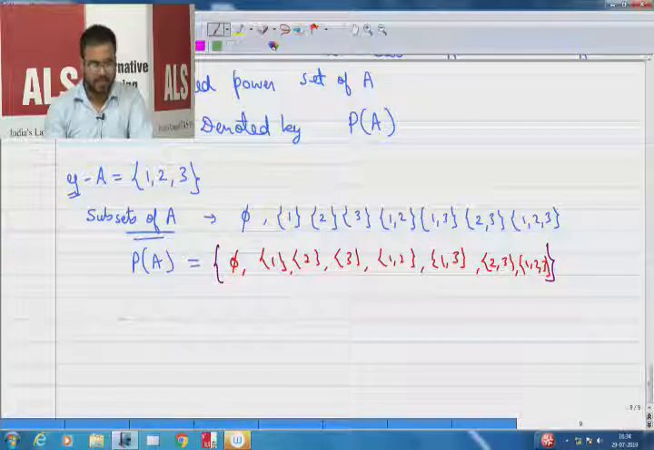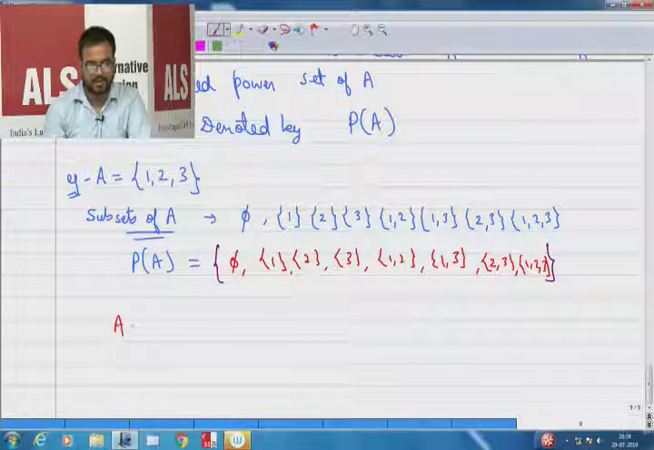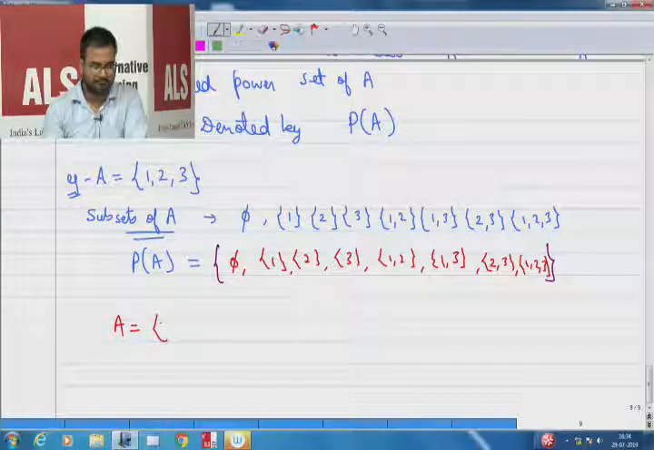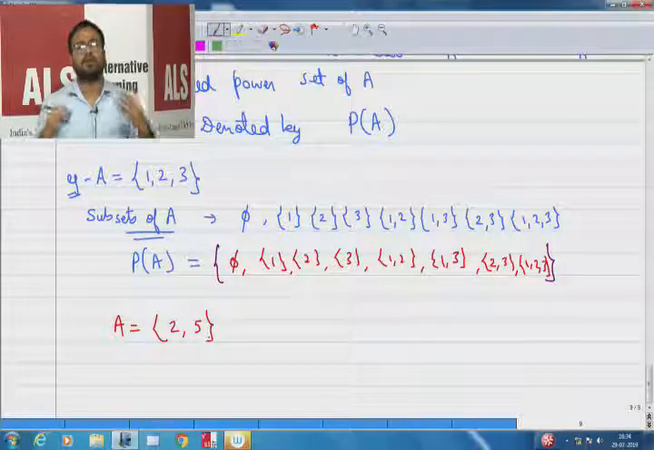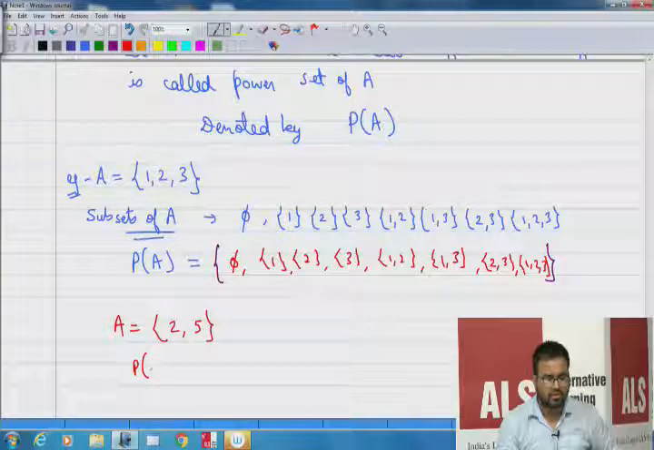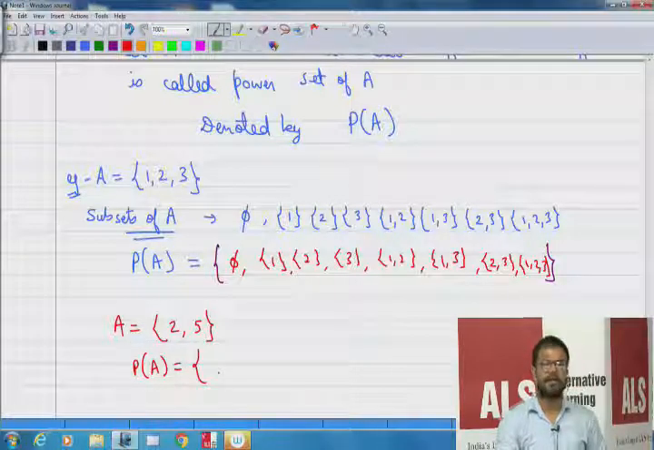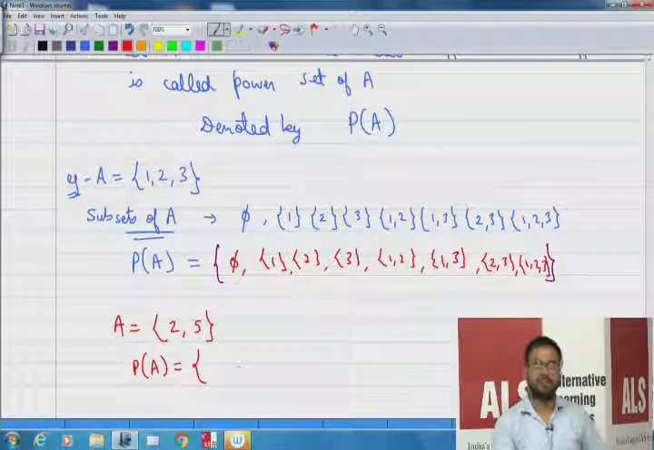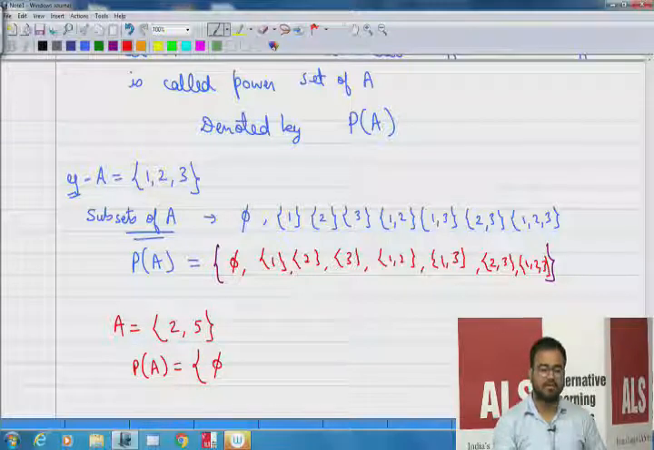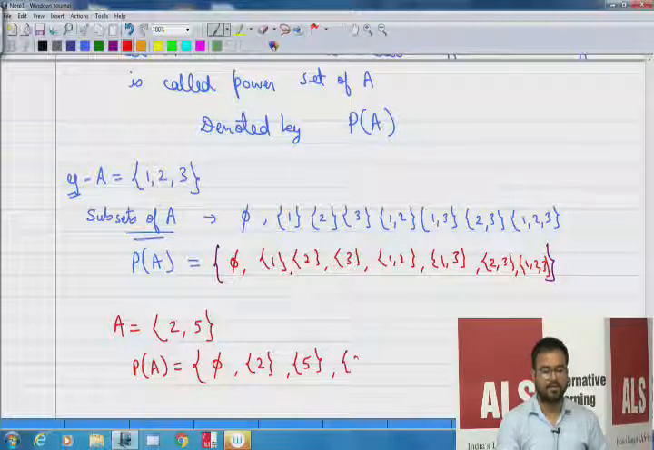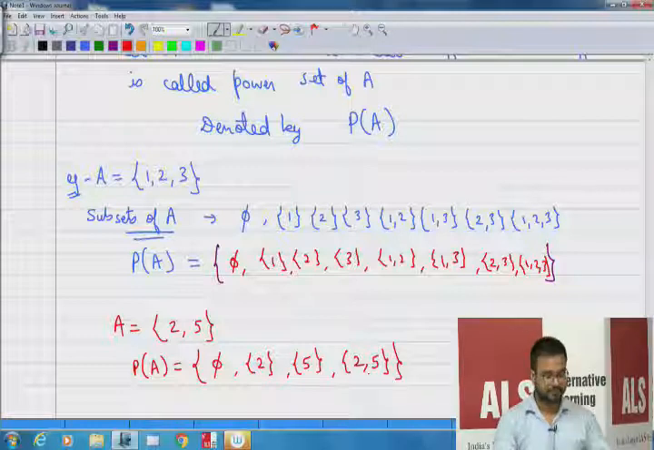So if we have to write, let's say A is {2, 5}, then we have to write the power set of A. How can we write the power set of A? Always remember, whenever you are writing the power set of A, start with a curly bracket. First the subset would be φ without any brackets, then {2}, then {5}, and then {2, 5}. So this is the power set of A.